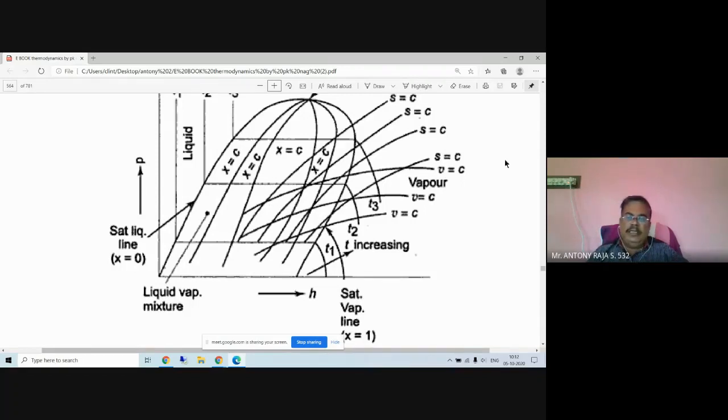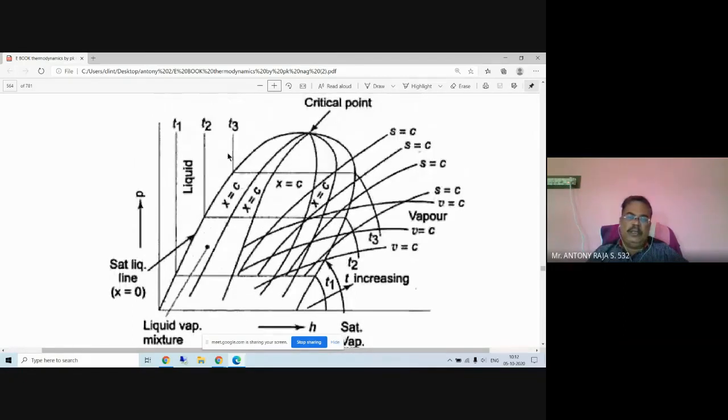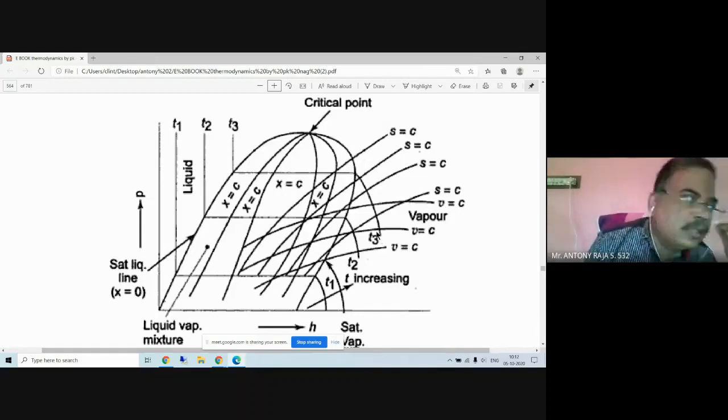Okay. And here you see that these are all the temperature lines. T1 temperature, T2 temperature, T3 temperature. So vertically downward, and then horizontal line, and then again curved line. So T3 temperature lines are marked like this. Vertically downward, and it meets the saturated liquid line, and then a horizontal line is given, and then curved line is also given. Okay. Curved line is given.